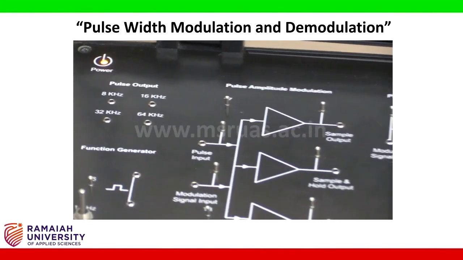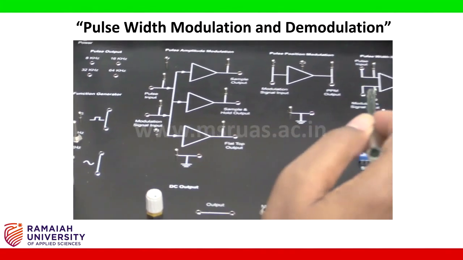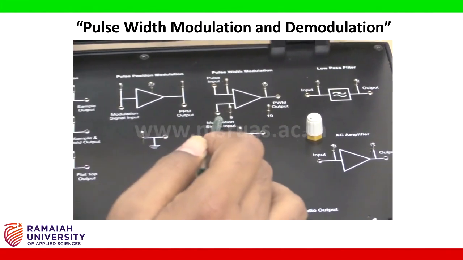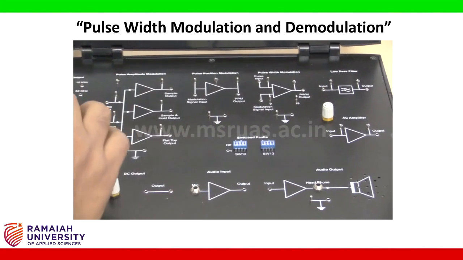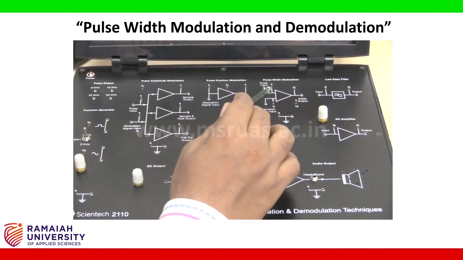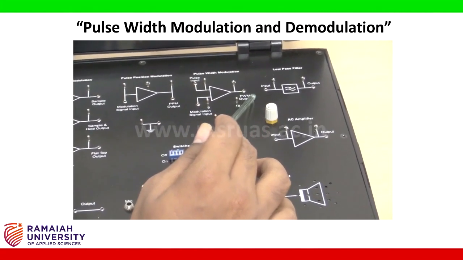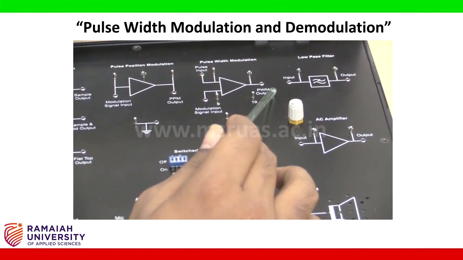We are going to feed the sine wave as the modulation signal input and the pulses of different frequency to the pulses input. Then we are going to get the pulse width modulated signal as the output from this block.